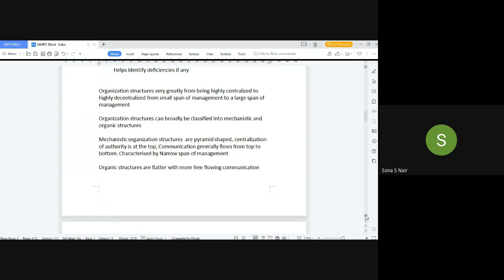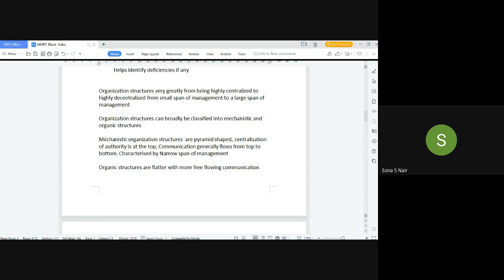Communication generally flows from top to the bottom, and there is a very narrow span of management because it is being controlled very nicely. Nice is not the right word, but okay. And organic structures are flatter, and there is more free flowing communication, which you can see in modern organizations, the modern businesses like the software companies.